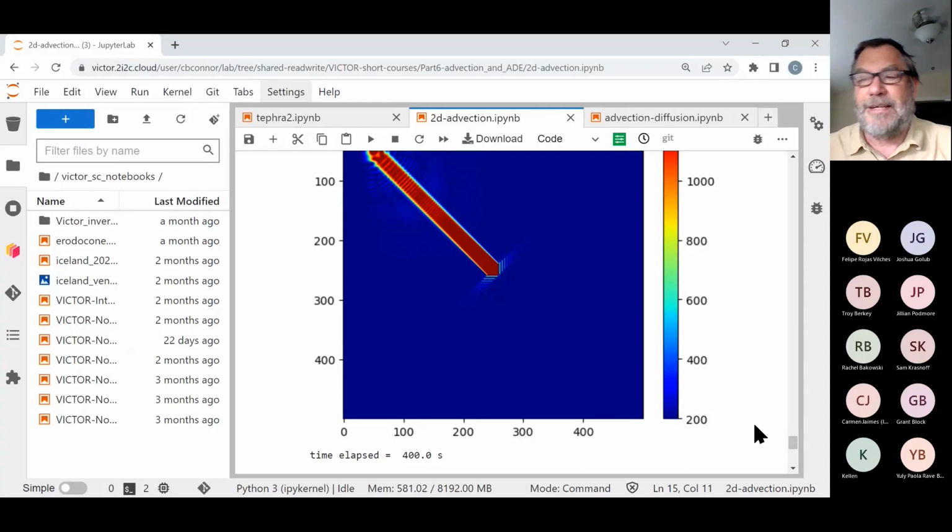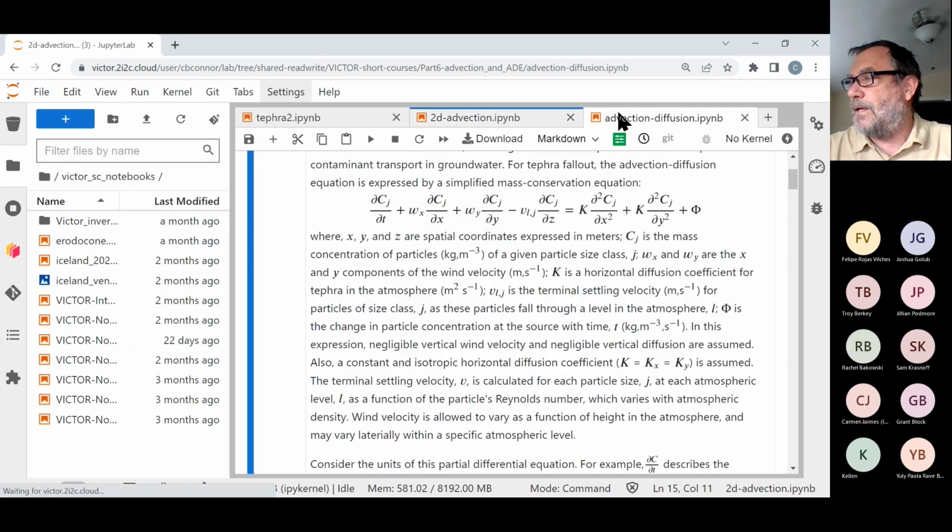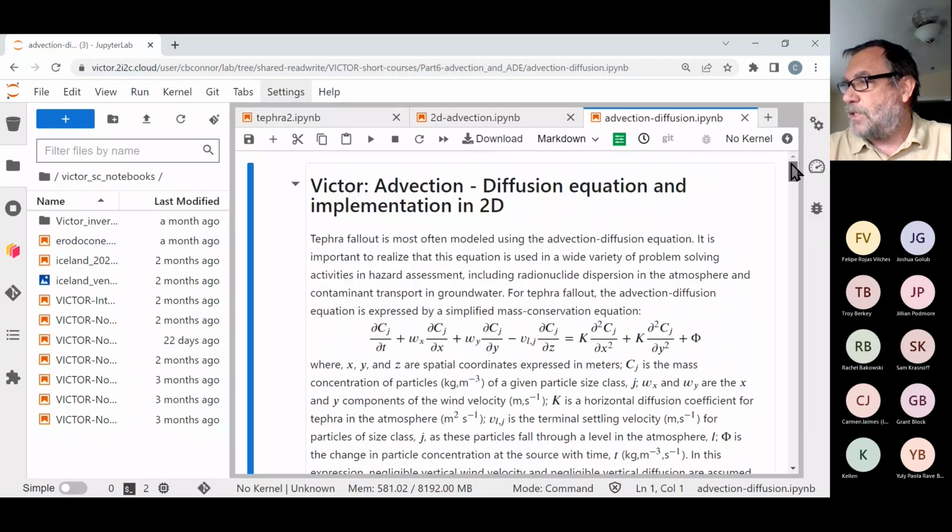Because I want to move on pretty quickly to the advection diffusion equation. So based on this result, I'm going to go over here and think about the advection diffusion equation, where I'm going to include the advective code that I just showed you and the diffusion code from last time. So let's see how this is going to work.